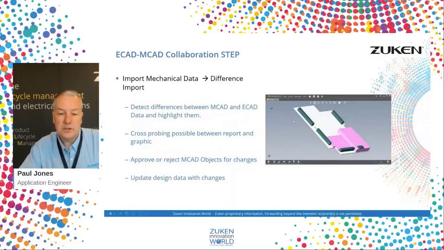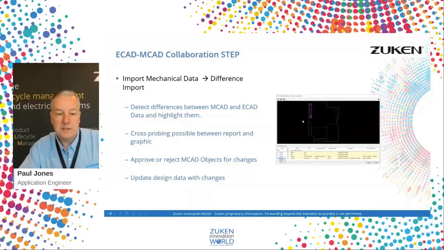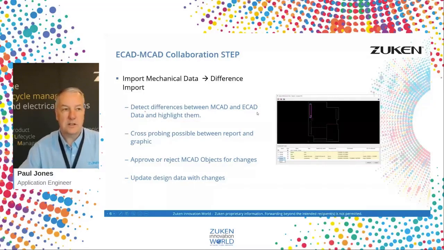The other thing we can do with STEP, again, you can see the image of the native mechanical data. Instead of importing and just seeing an image on my right-hand side and saying, yeah, I can see what it's going to do, I can ask it to tell me the differences. As you can see here, I can cross probe and you can see that this connector has moved slightly. I have the ability to say I can accept this or I can reject this, okay? Meaning if I reject it, it won't change my PCB.